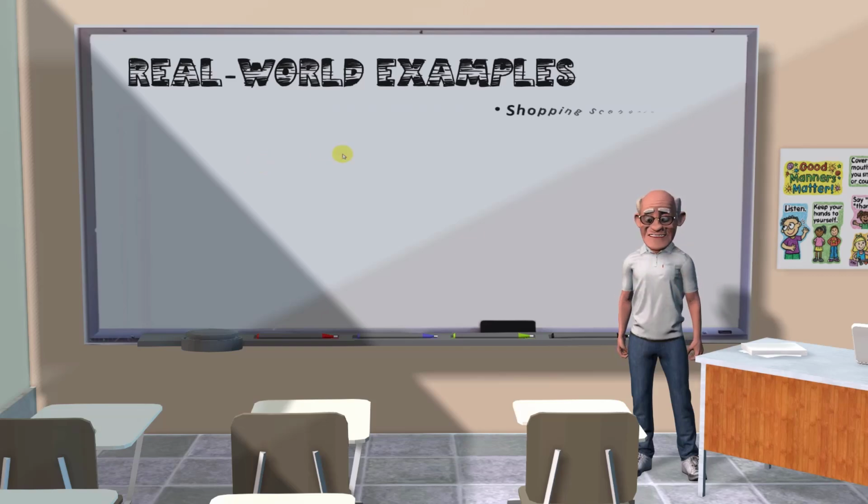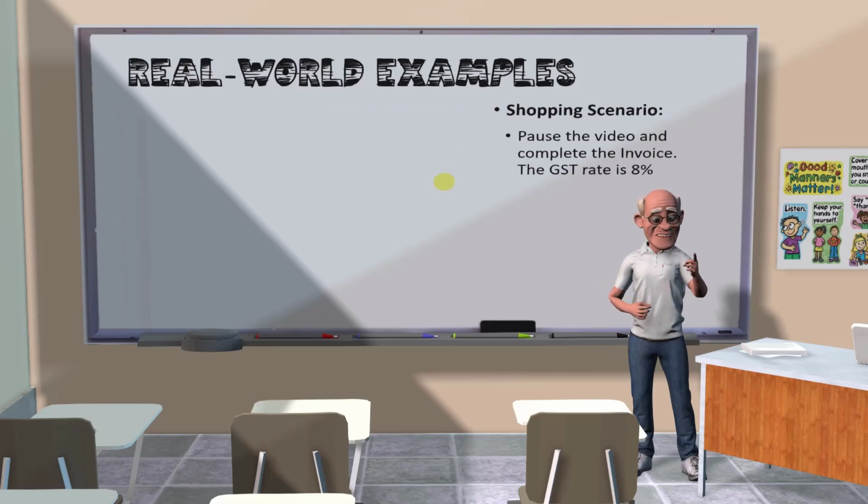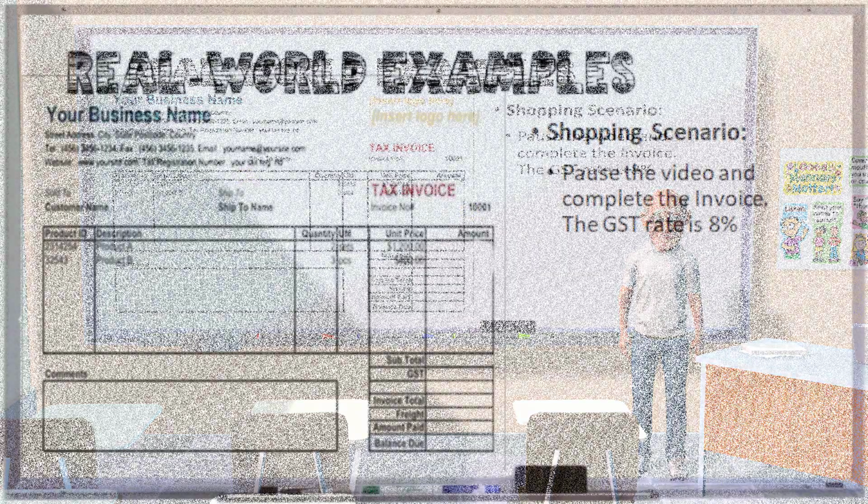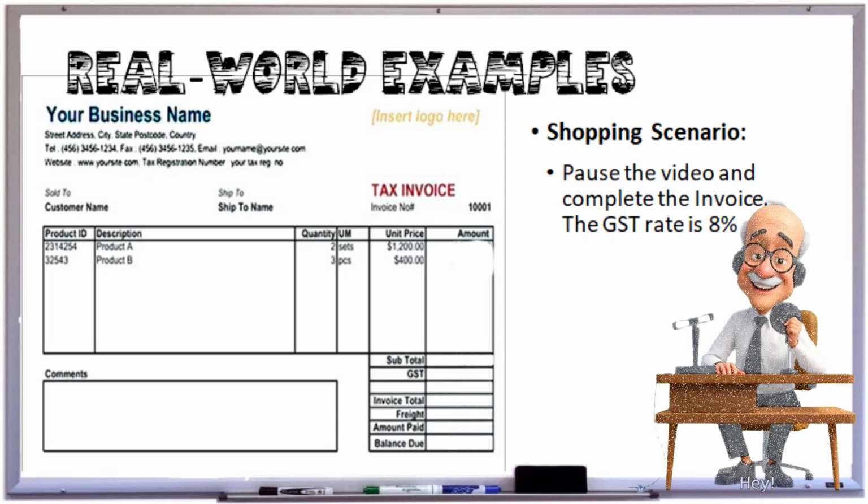Righto. Let's look at a shopping scenario. Now at this point I think it would be good to pause the video and complete the invoice, and the rate of the GST will be 8%. Here is the invoice. So as I said, I think it's a good time now to pause the video and to complete the invoice. So what you have to do is calculate the amounts, calculate the GST, and get the final balance that is due. Right, guys, I think it's a very good time now to pause the video. Hey, you must pause the video.